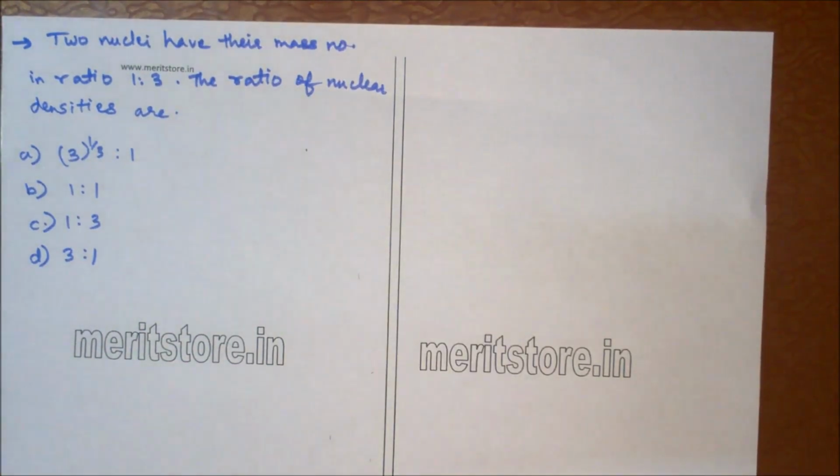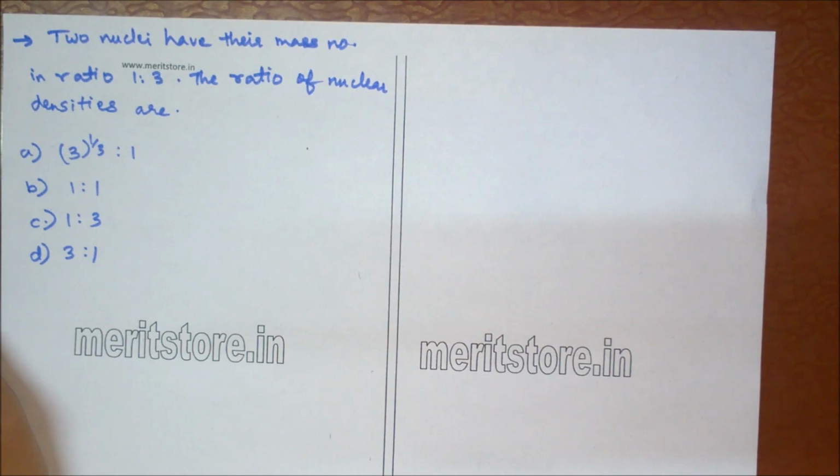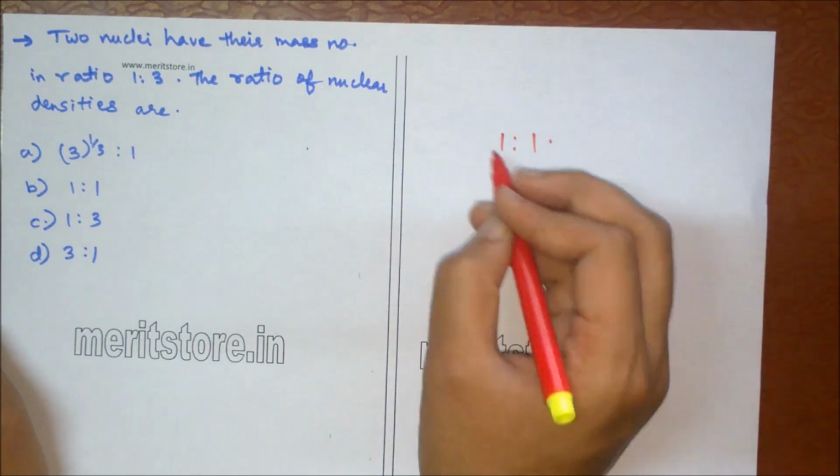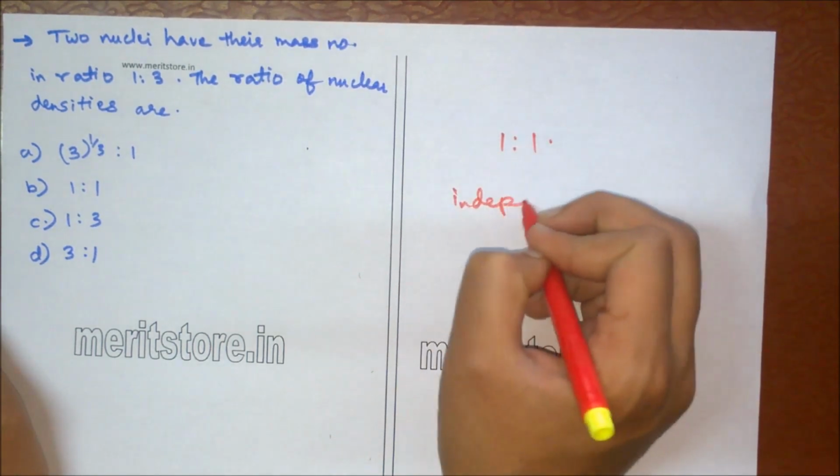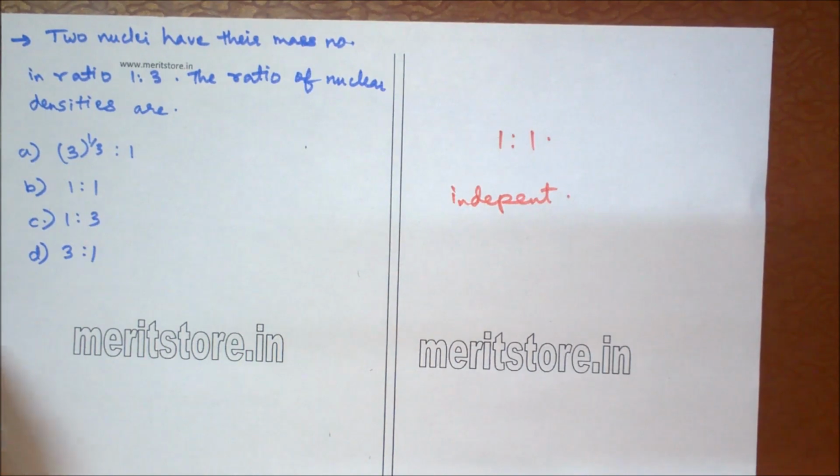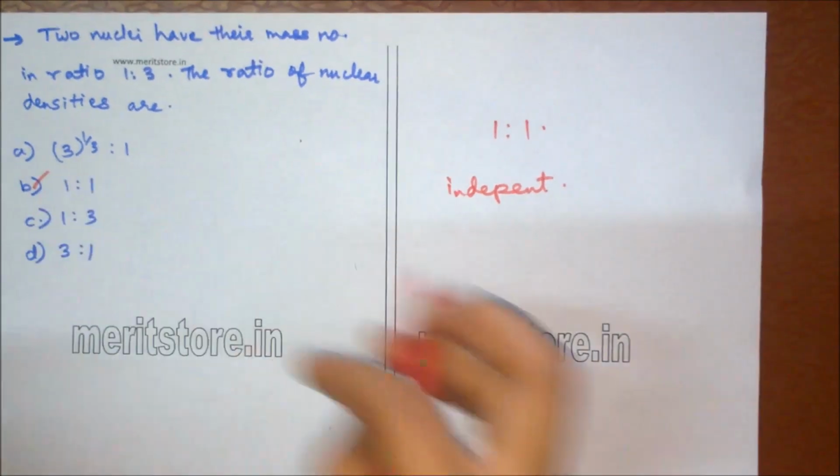Two nuclei have their mass numbers in the ratio 1:3. The ratio of their density is? Nuclear density is independent of the mass number, so the required ratio will be 1:1. It is independent of the mass. So option B is the correct answer.